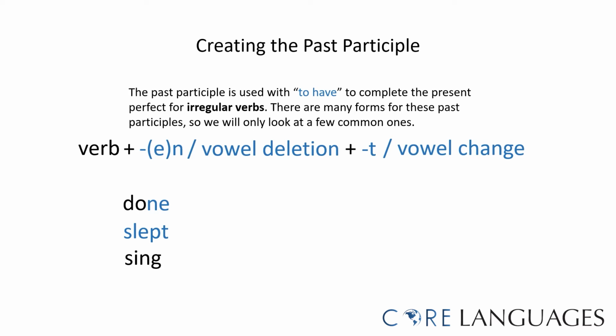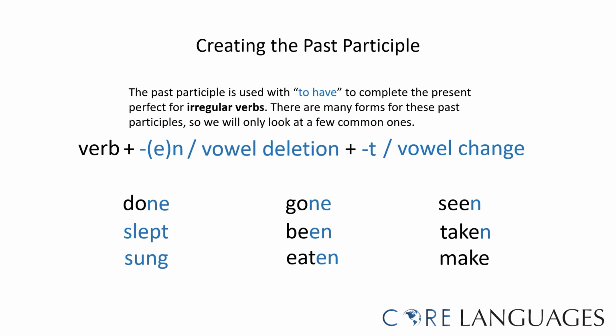The participle of sing is sung. The participle of go is gone. The participle of be is been. The participle of eat is eaten. The participle of see is seen. The participle of take is taken. And the participle of make is made.